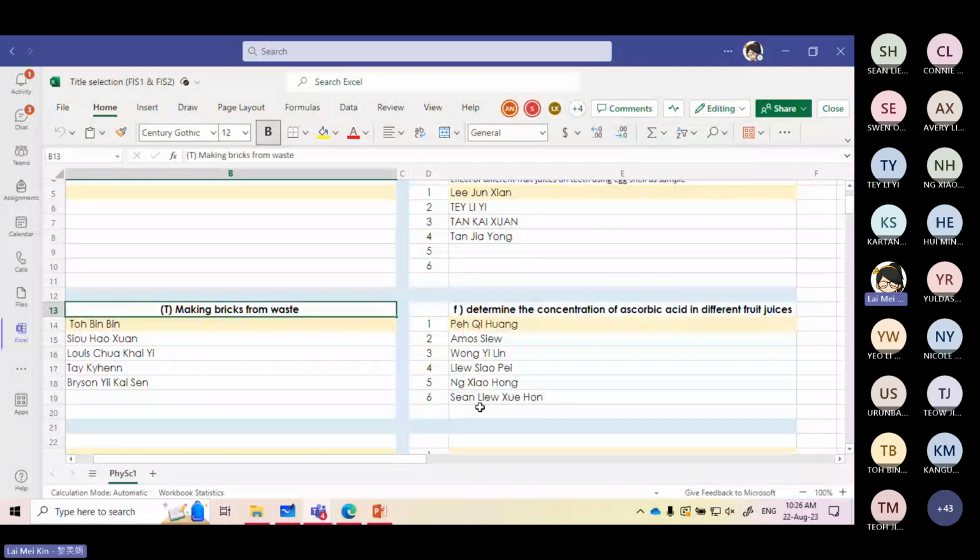Making bricks from waste. I think Samrat is taking that. I wrote to you. So is this your group? For your information, Samrat has booked the title. He made the effort to come and see me and say he wanted the title, so it has been taken by him. So this group, please change.